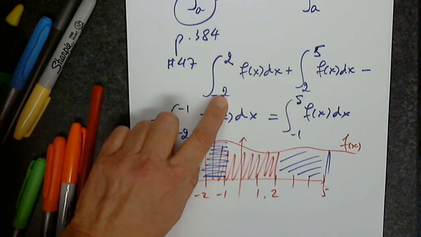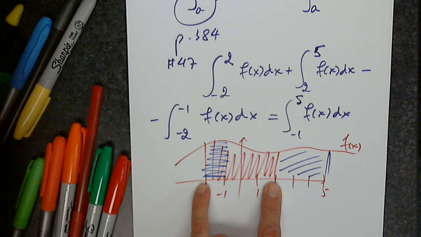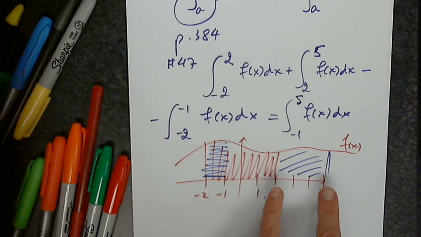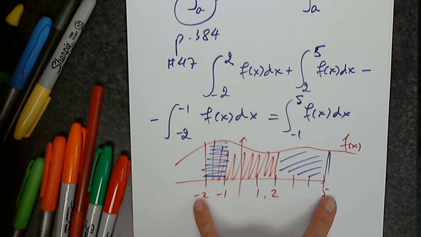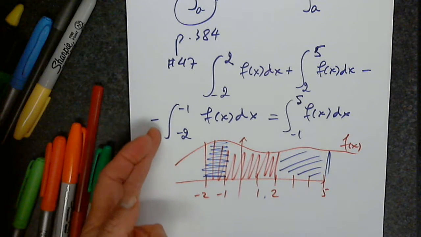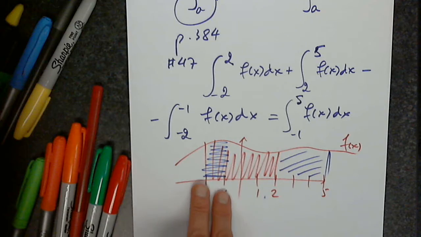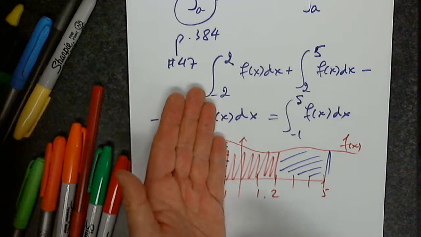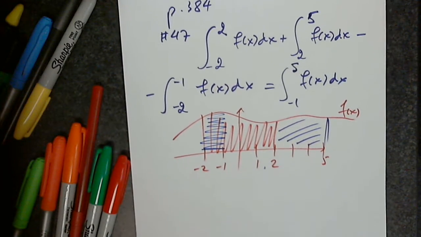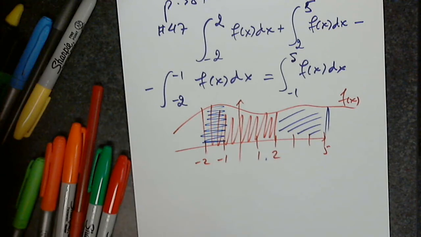So the area between -2 and 2 is this area, in red. The integral between 2 and 5 is this area in purple. By adding these two, we have all the area between -2 and 5. Is that okay? But then I subtract. I take away the area between -2 and -1. That's why I erased it. So then we are left with -1 to 5. Is that okay? Good. Problem 50.